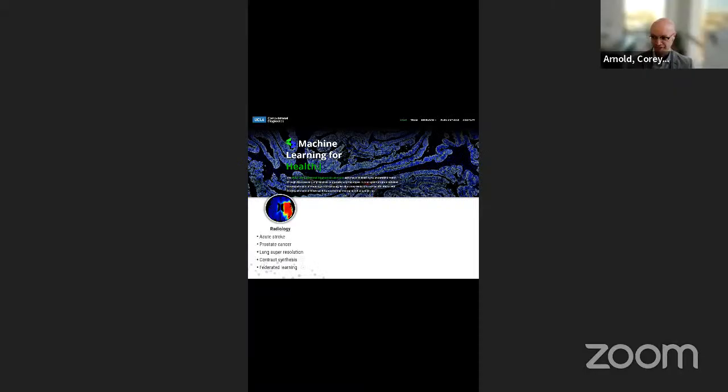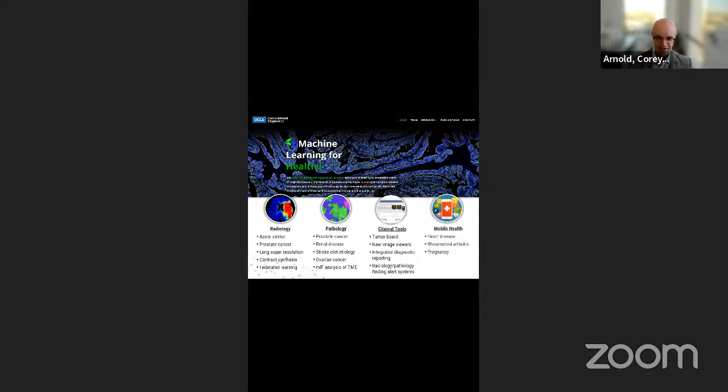We have projects that span radiology, pathology. We do a lot of computational pathology work. We develop clinical tools like image viewers, and we actually have projects in mobile health as well. And one of my jobs as the director of the lab is to try to figure out how to put all these things together and tell a compelling story.